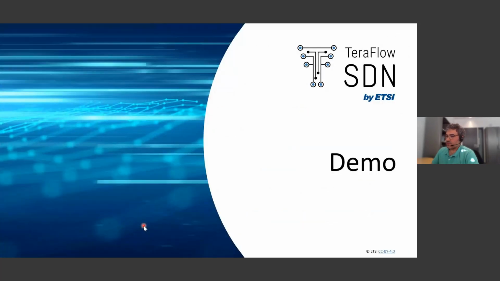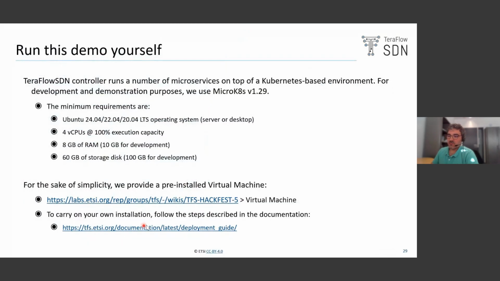Now going to the demonstration. If you want to run this demonstration, you just need to create a virtual machine following these specifications. You install MicroK8s version 1.29, and you can follow the deployment guide in order to end up with a running Teraflow environment. Otherwise, if you want to go the fast way, in the Teraflow Hackfest 5 wiki page, in the virtual machine section, you can download the pre-built and pre-installed virtual machine.